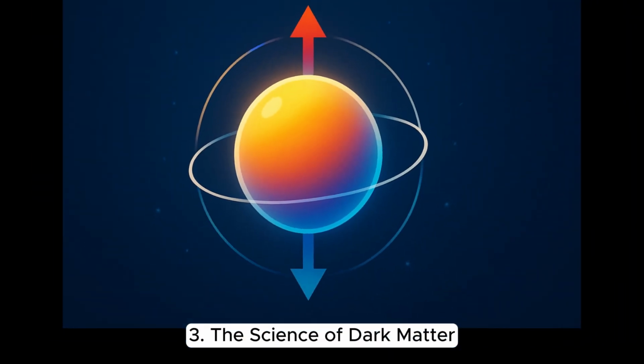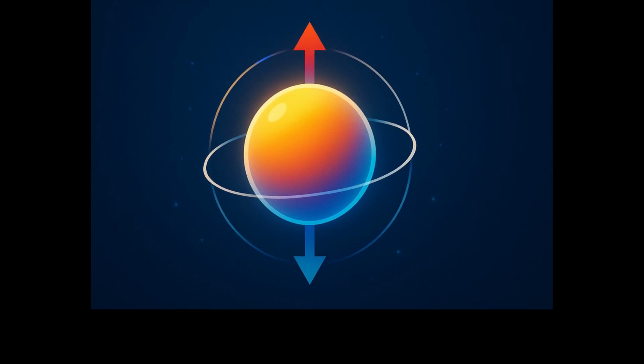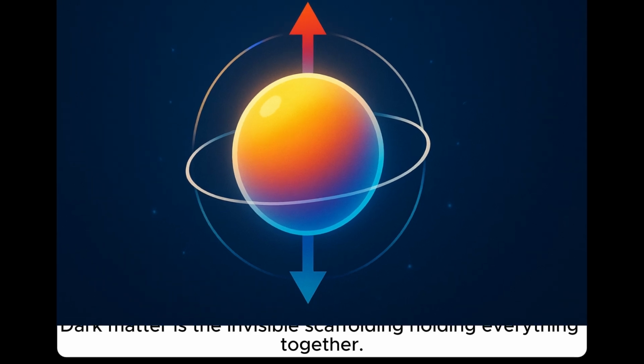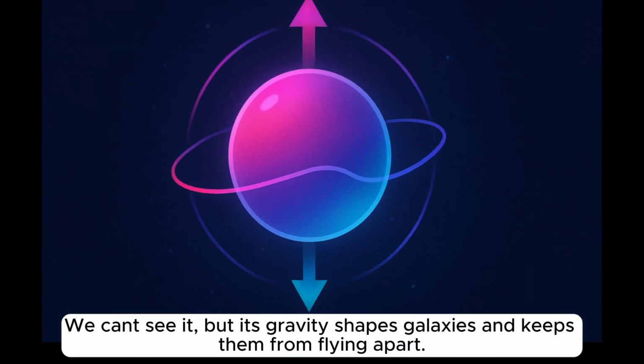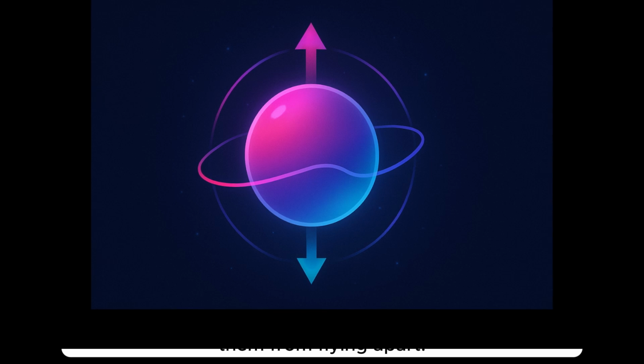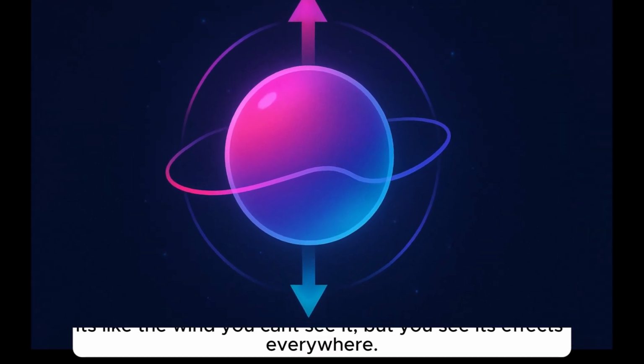3. The science of dark matter. Think of the universe as a stage. Dark matter is the invisible scaffolding holding everything together. We can't see it, but its gravity shapes galaxies and keeps them from flying apart. It's like the wind, you can't see it, but you see its effects everywhere.